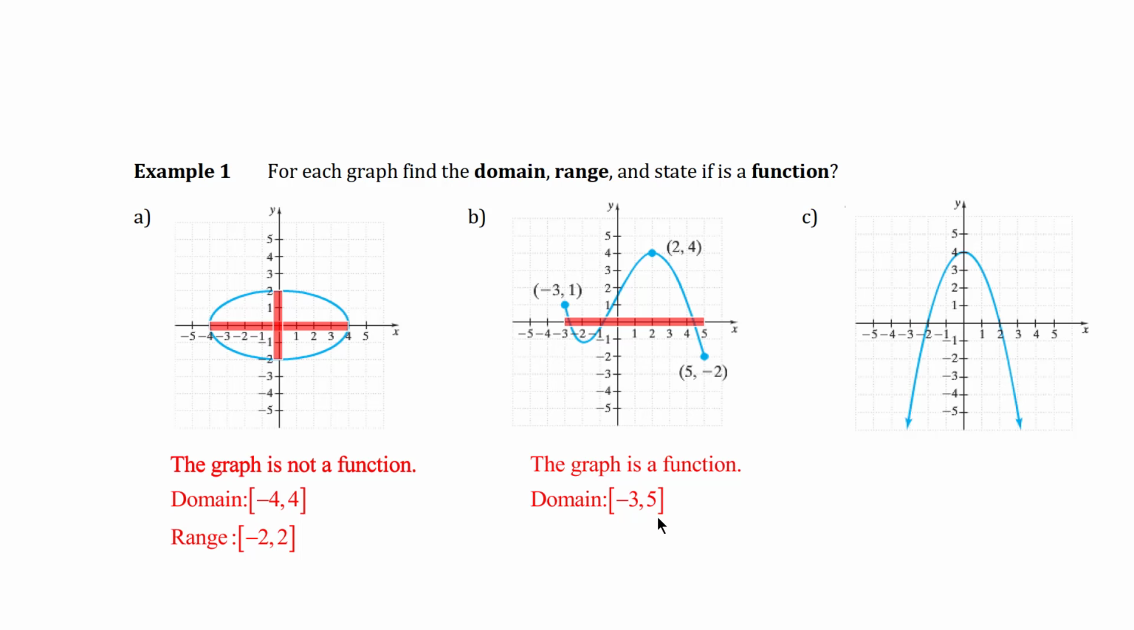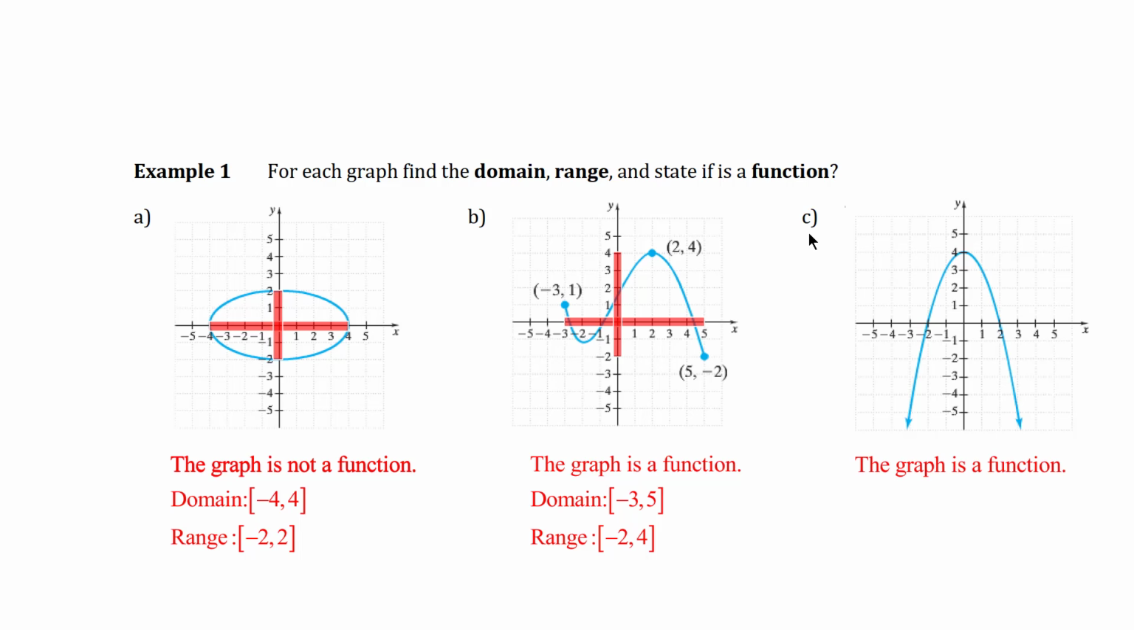Now to find the range, if we take a look at the y-axis, you could see that the smallest y value that our graph uses is -2, and you could see the largest y value that this graph uses is +4. So we write the range as bracket -2, 4, close bracket. Moving on to part C, you could see that this graph would pass the vertical line test, so this is the graph of a function.